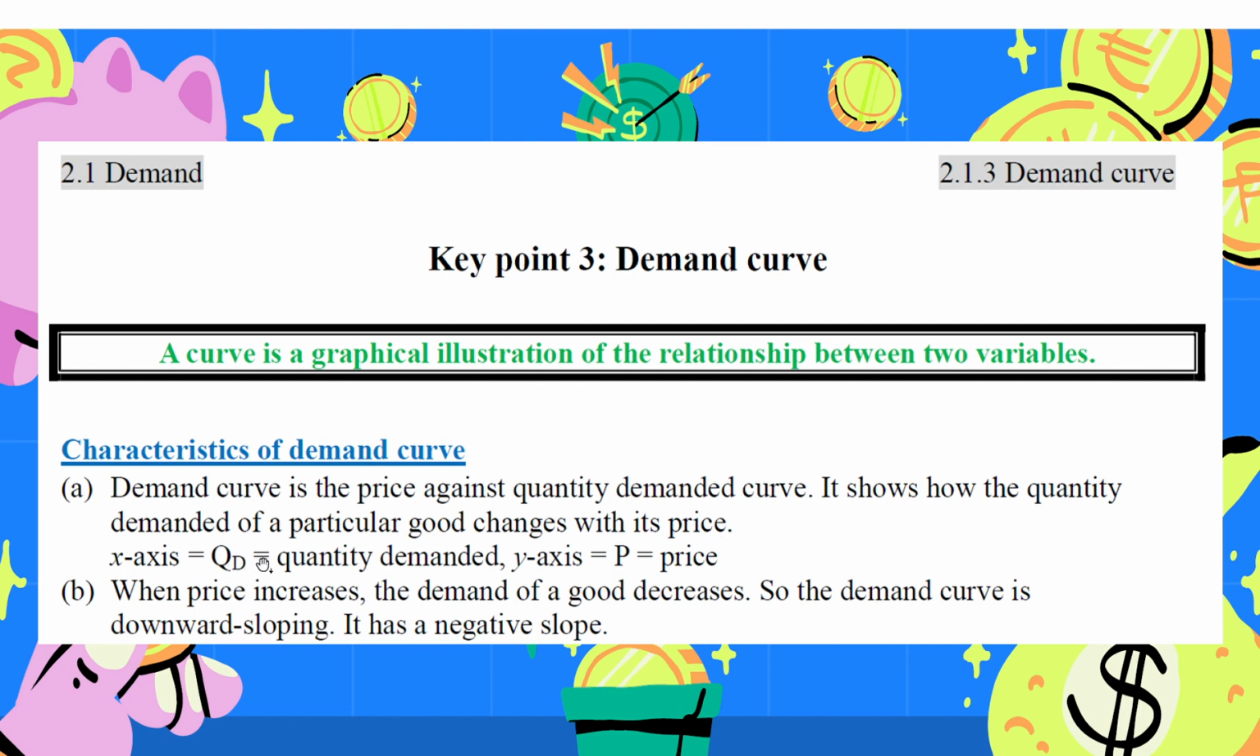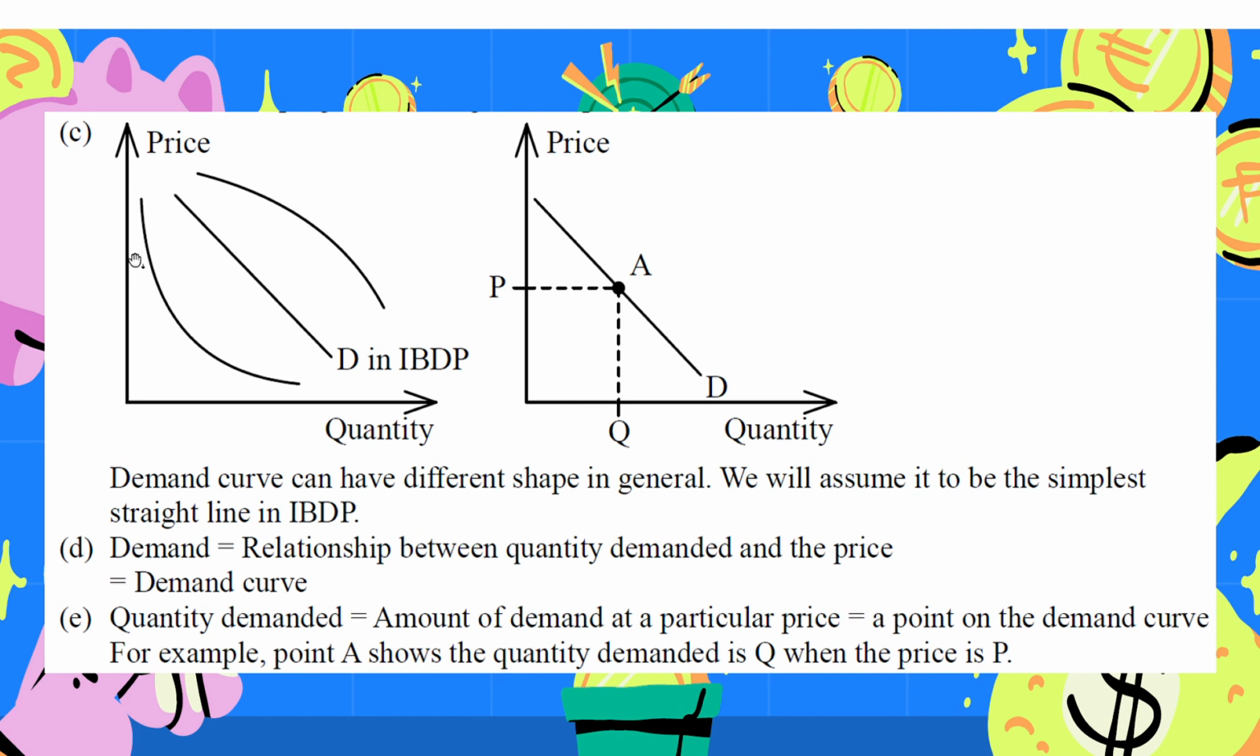The x-axis is QD, say 1,000. It is the quantity demanded, really consumed, and the y-axis is the price. So when the price increases, the demand for a good drops. The demand curve is still downward sloping, or it has a negative slope, or gradient. So this is the model.